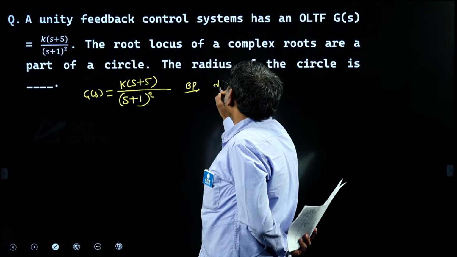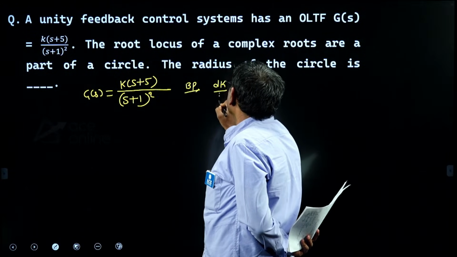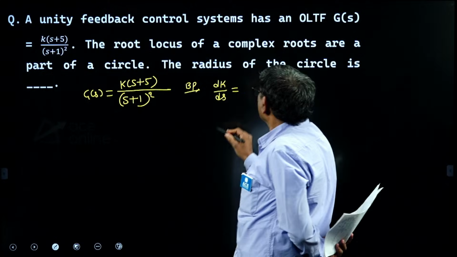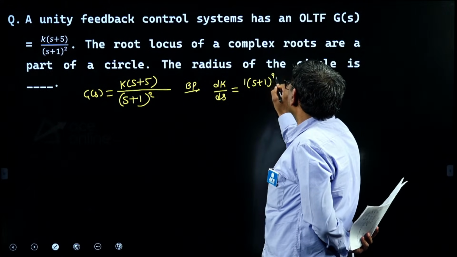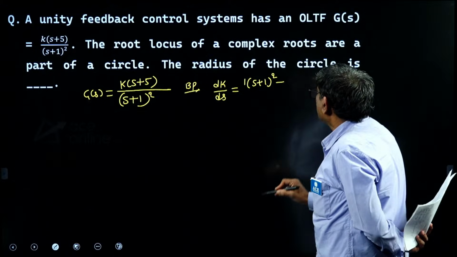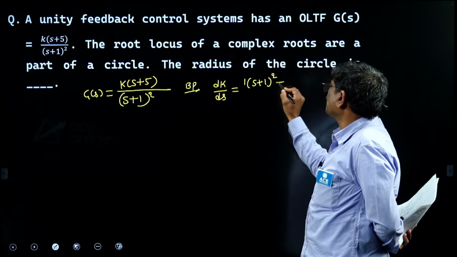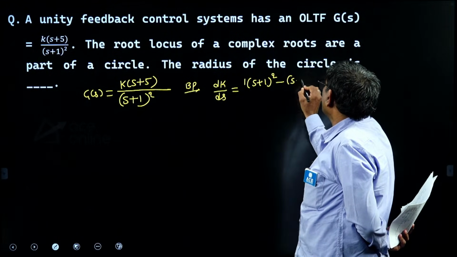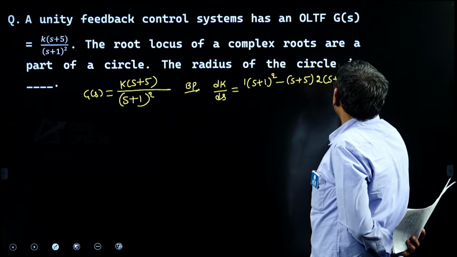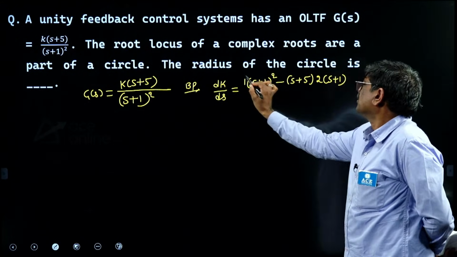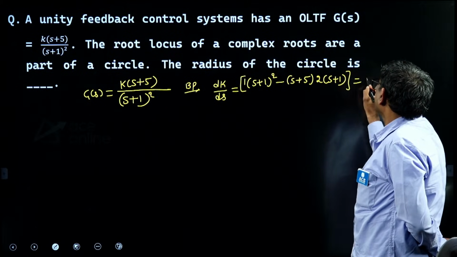So, break point: dK by dS. Tell me, what will you get? Numerator: 1 into S plus 1 whole square minus u into v dash, next u into v dash. What is v dash? 2 into S plus 1. Again, if you do it, it will become 1 only. So, this equals 0.